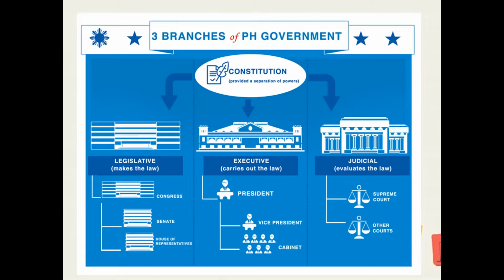Okay? So if you lose in the municipal trial court, you can go to the regional trial court. If again, you still lose in the regional trial court, you can go to the court of appeals. If you still lose in the court of appeals, you can go to the Supreme Court, which is the last arbiter. Okay? So if you lose in the Supreme Court, that's the final judgment, no? So you cannot revoke it anymore.